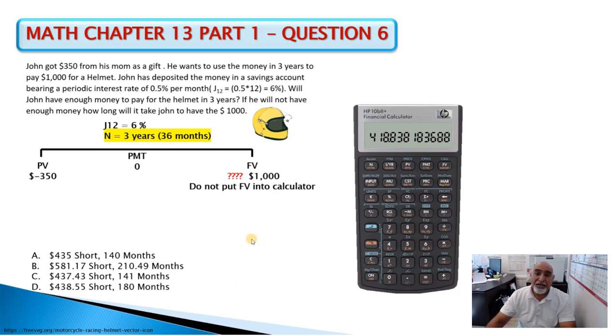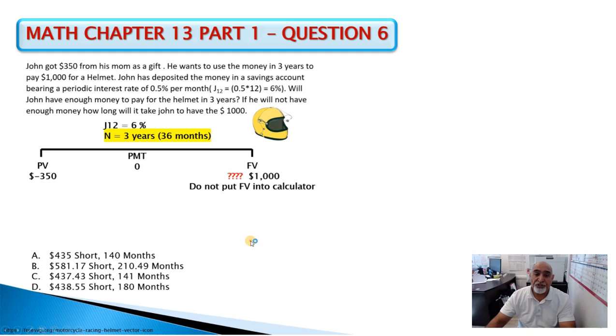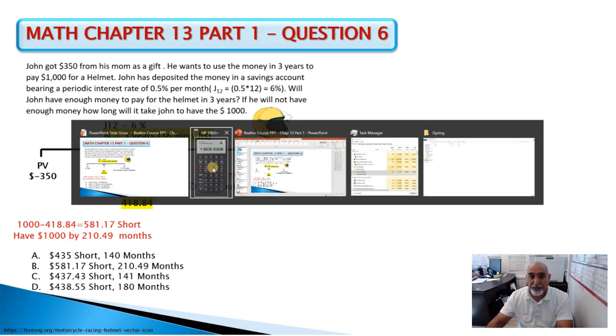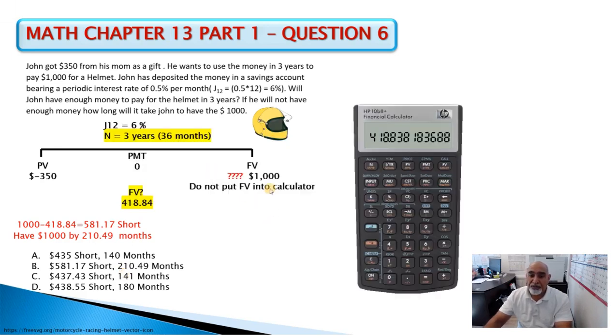But we are asked how much are we short. So we need to take $418 away from 1,000, and that gets us $581 short. And also we want to know how long it would take to get this helmet. So this, we know the answer is 581. So most likely the answer is 210 months. But let's go back and bring the calculator. And we want to do the second part of the question. Second part of the question says we want to have $1,000. So I'm going to do this the fast way. We're going to have a FV 1,000, and we're looking for N.